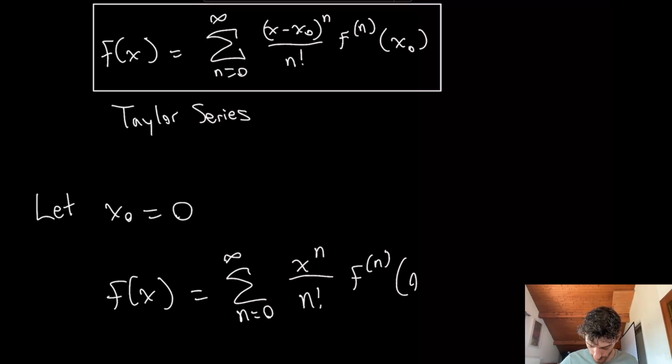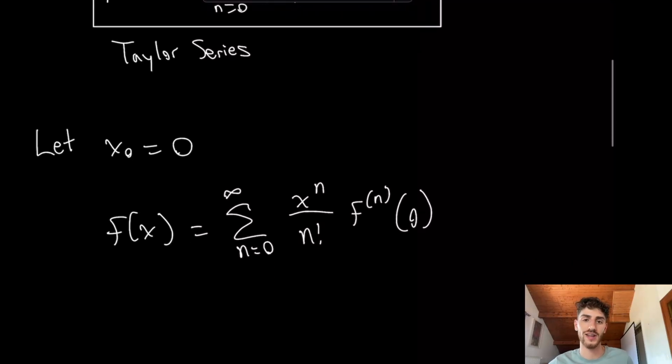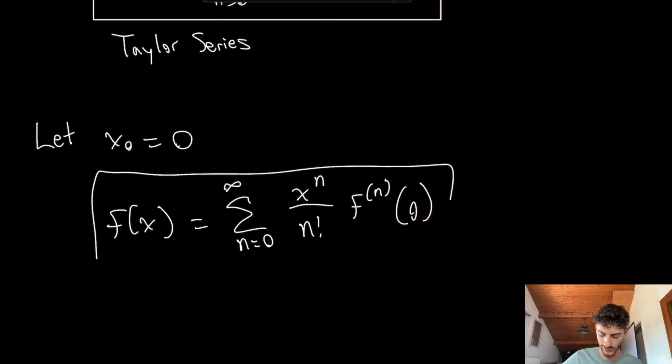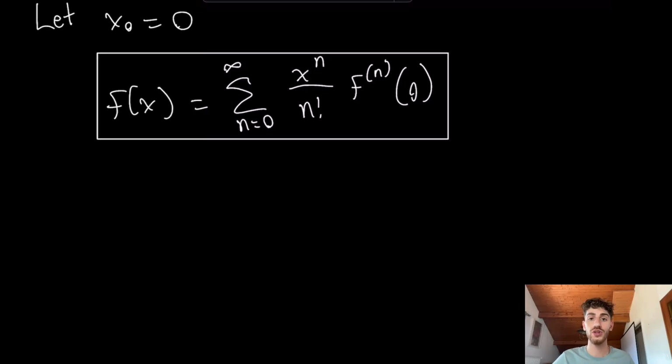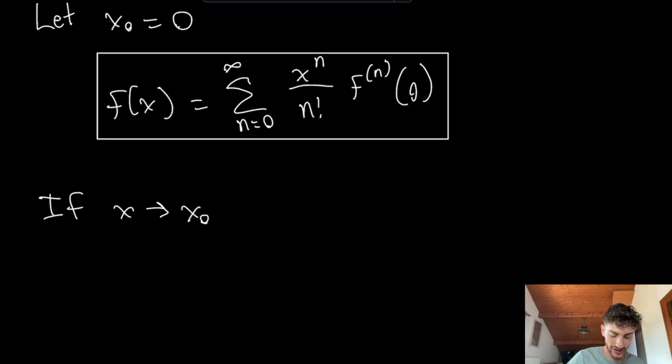This looks a little bit nicer. Okay, so this is technically called the Maclaurin series, but it's just the Taylor series with x naught equals 0. Where you can do the approximation for this series, where you don't have to sum up the terms all the way to infinity, is in the case where x is really close to x naught.